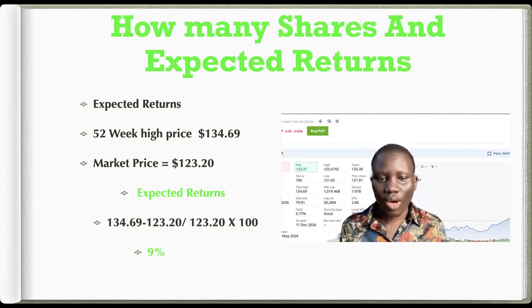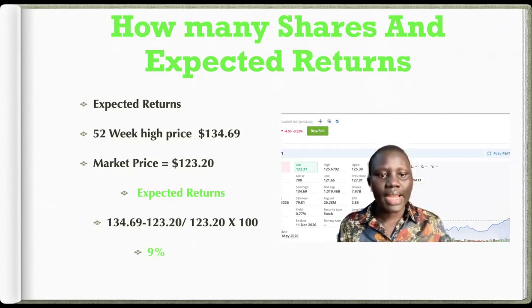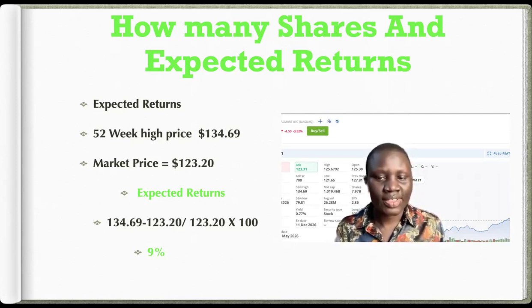134.69 is not necessarily what it will be exactly. Sometimes it could be more, sometimes less, or maybe you can decide to sell at 130 instead of 134. So 134.69 minus 123.20, divided by 123.20, times 100. Now you get 9%. So your expected return is 9% for this investment.